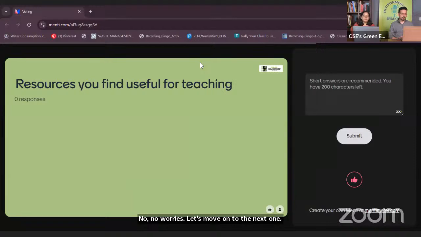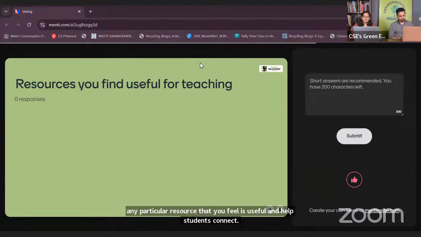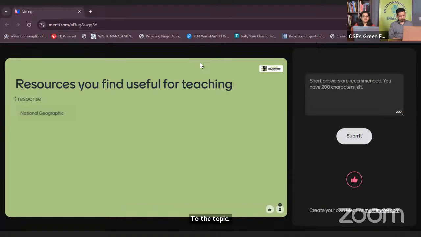Now, let's move on to the resources that you find useful. Any particular website that you are using, any report, any book, apart from the regular textbooks at the college level? I think there's no such thing as a dedicated textbook. So any particular resource that you feel is useful and helps students connect to the topic, please enter that here. These can be generic resources as well.